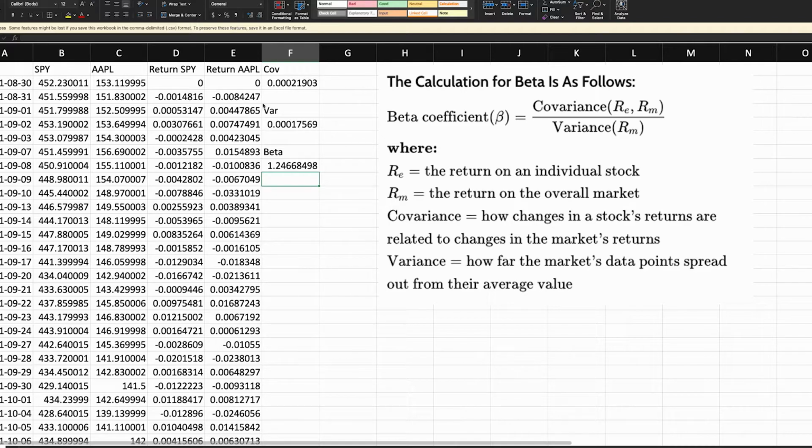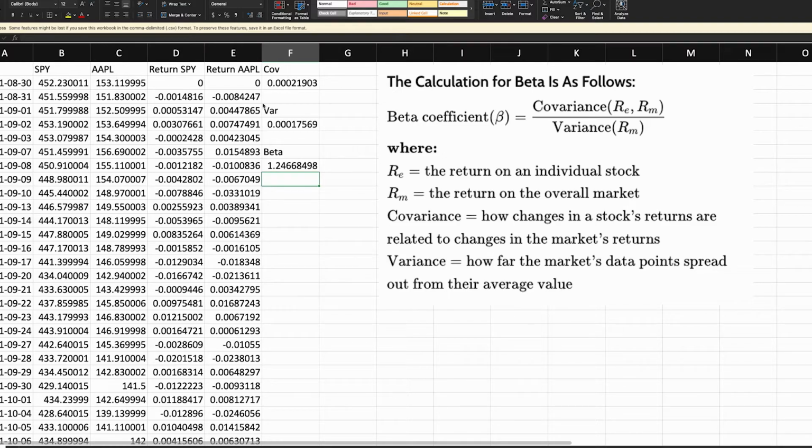Remember, we're using 1 year of data here, so this beta only represents the past year. If you want to calculate a 3-year beta or 5-year beta, you can definitely use different data sets, but you will get a different result. And remember, the beta represents how volatile the stock is compared to its benchmark. So Apple is more volatile than the S&P 500 for the past year because the beta is greater than 1.